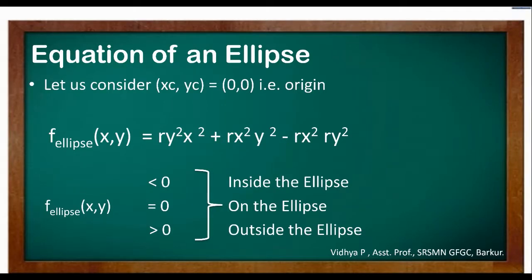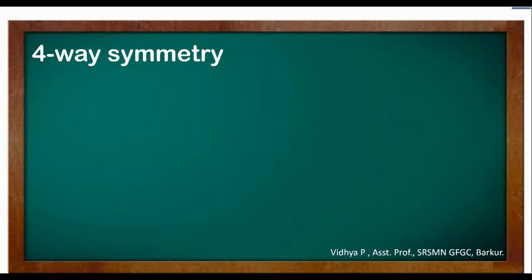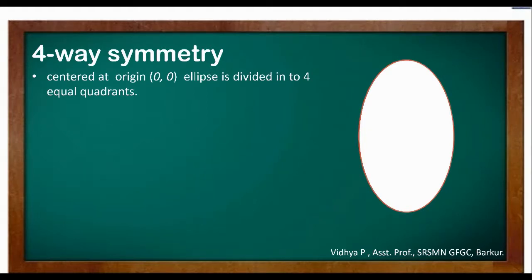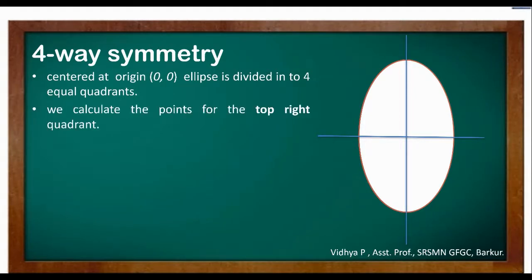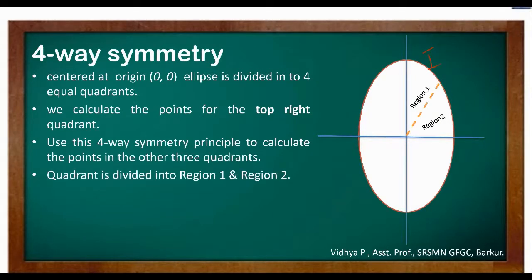Now, we will use the four-way symmetry of the ellipse to reduce the calculations. Here, we divide the ellipse into 4 equal quadrants, and we calculate the top right quadrant, and the remaining quadrants we will calculate by using the symmetry principle. Now, this quadrant is once again divided into two regions, region 1 and region 2. When we calculate the points in region 1 and region 2, and when region 1 and region 2 meet, we say the slope is equal to minus 1.